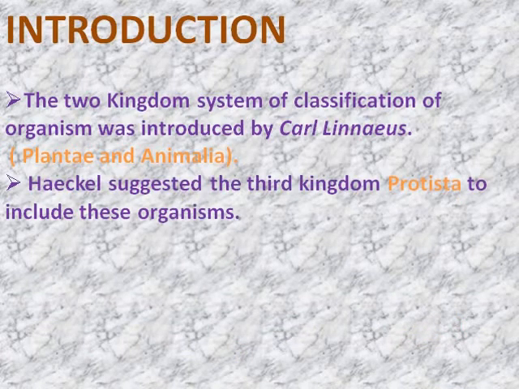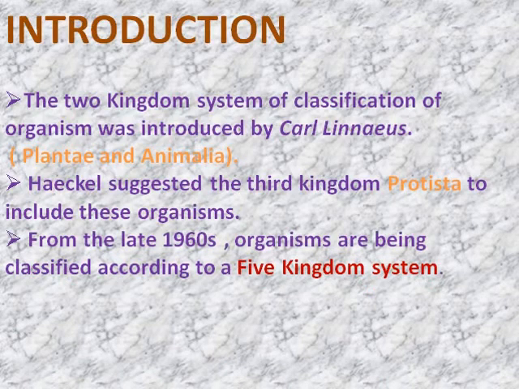Then Haeckel suggested that there should be a third group known as Protista to include these organisms. So there also the features related to protozoans and these bacteria are different, right? And euglena organisms are different. So then from the late 1960s onwards, the whole organisms are divided into 5 groups. That is the 5 kingdom classification.